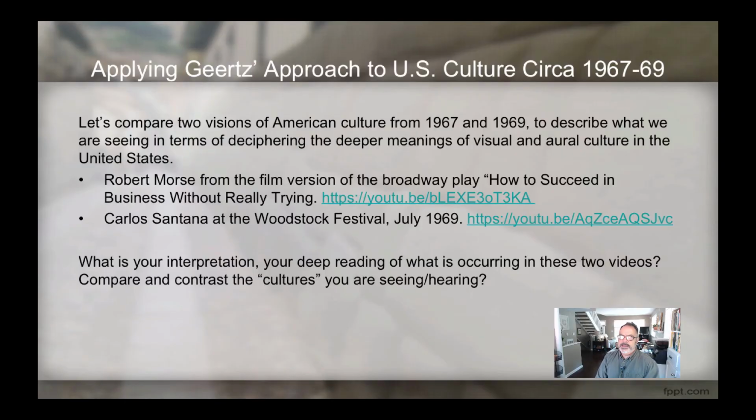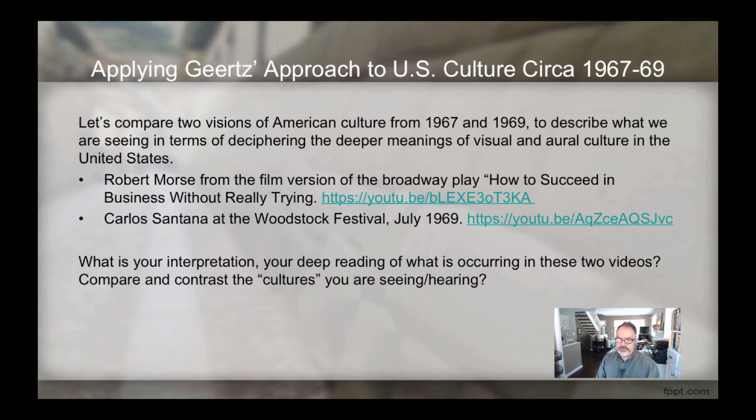Let's apply Geertz's approach to U.S. culture and compare two visions of American culture from 1967 and 69 to describe what we are seeing in terms of deciphering the deeper meanings of visual and oral culture in the United States.